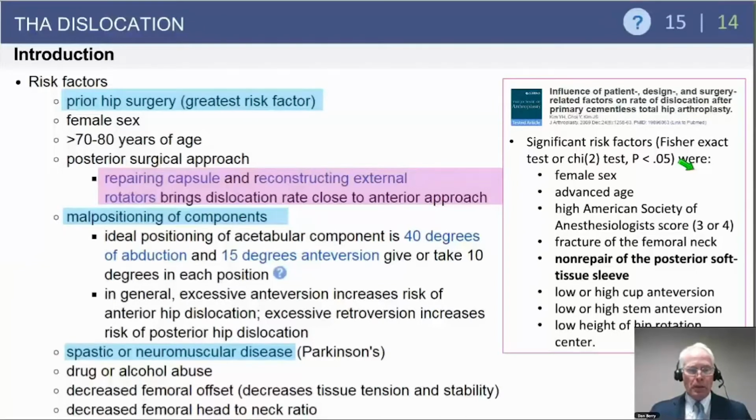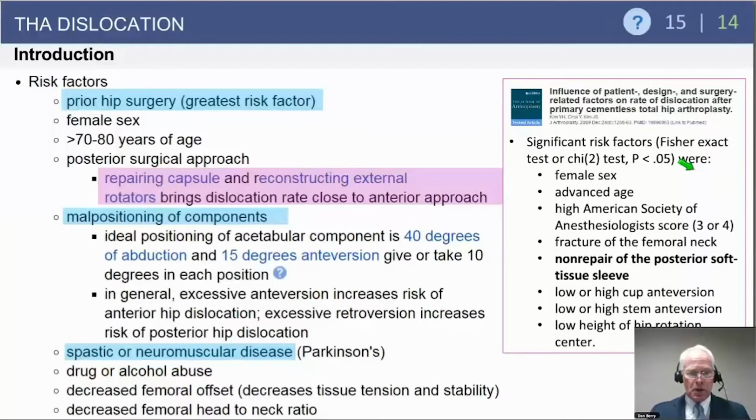It's important to know that there are biomechanical reasons that can affect the risk of dislocation. The most common would be malposition of the components, and that will be talked about several times during the next few slides. You should know that the ideal position of the component is defined by the so-called Lewinnek safe zone as about 40 degrees of hip abduction and 15 degrees of anteversion, give or take approximately 10 degrees. It's important to know that that might vary slightly depending on the operative approach used. And in general, excess anteversion increases the risk of anterior hip dislocation, while less than normal anteversion increases the risk of posterior dislocation.